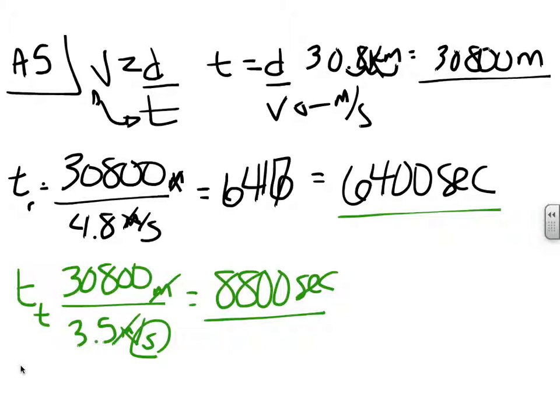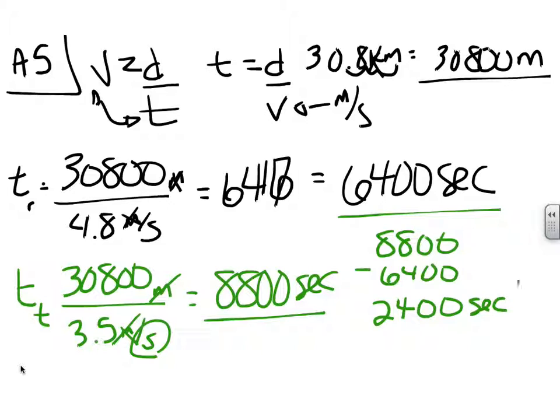After the rabbit finishes, how much time is the turtle still running until he finally catches up? That's just a matter of subtracting it out. 8,800 minus 6,400 looks like we're going to have 2,400 seconds later is when he crosses the line.